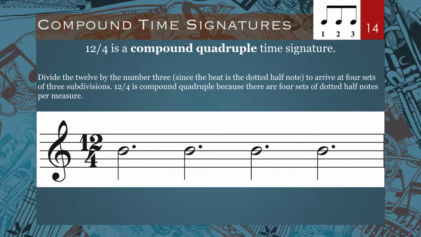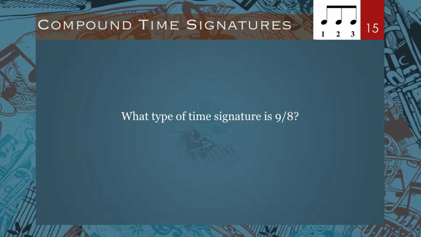So here you can see an example of that. In 12/4, you have 4 sets of dotted half notes. Each of those dotted half notes can be broken down into 3 quarter notes. So that's why this is a compound quadruple time signature. So what about 9/8? Again, divide the top number by 3. 9 divided by 3 is 3. So we know it's a compound triple time signature.